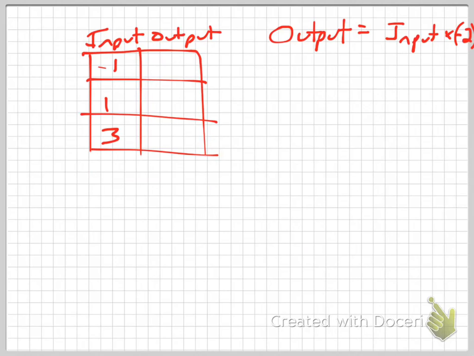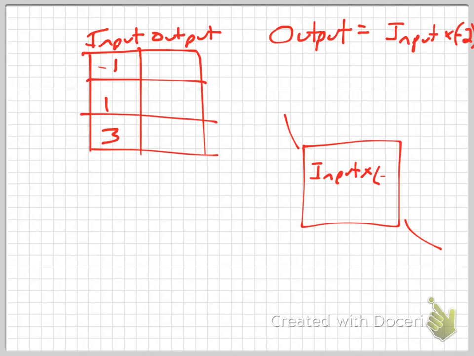If that's the function, that's what's inside the box, right? Input times negative 2. How would we write that? Instead of input times negative 2, what would we say? Negative 2x, right? It's the same thing. They're just using the words output and input. Should that bother you? No. We know that input is x, output is y. We know that.